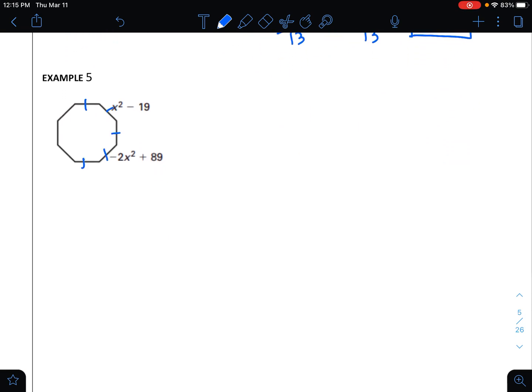Okay, again, I can mark all these. Now, I'm not going to worry about angles because I'm given side lengths. So ultimately, I need to recognize that these can be set equal to each other. Oops, not 18, 89.